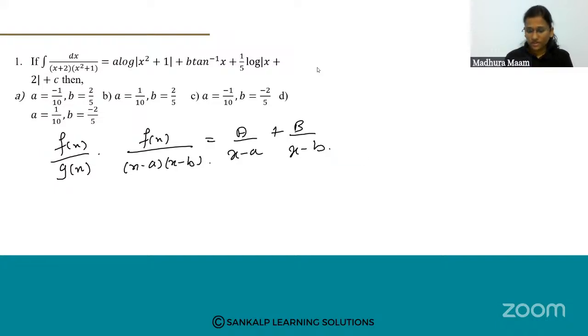How does the procedure proceed? You have to multiply both sides by x minus a and x minus b. Once you put x as a, once you put x as b, and find out the values of A and B. I hope everyone remembers this much. Everyone remembers the partial fraction method, right?